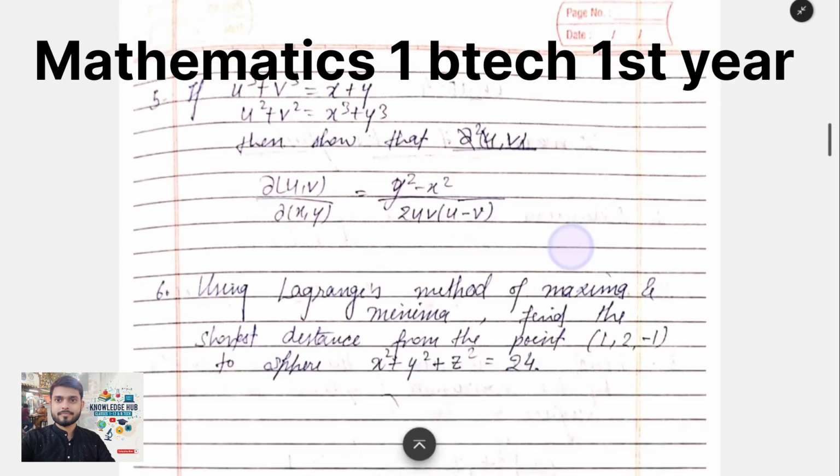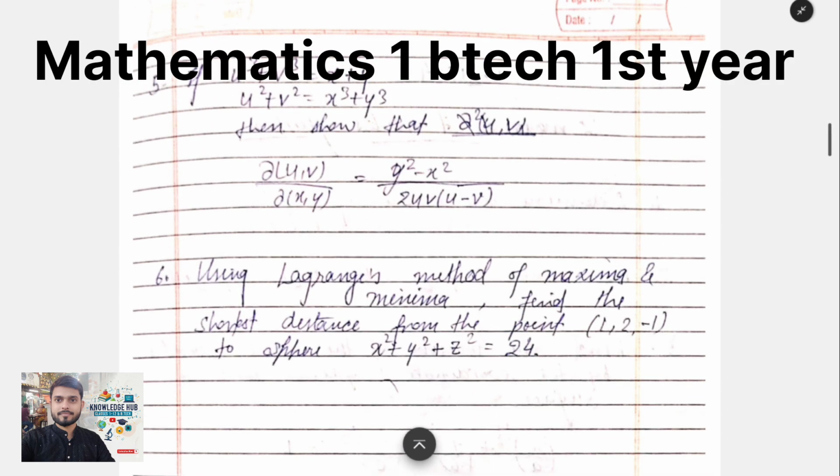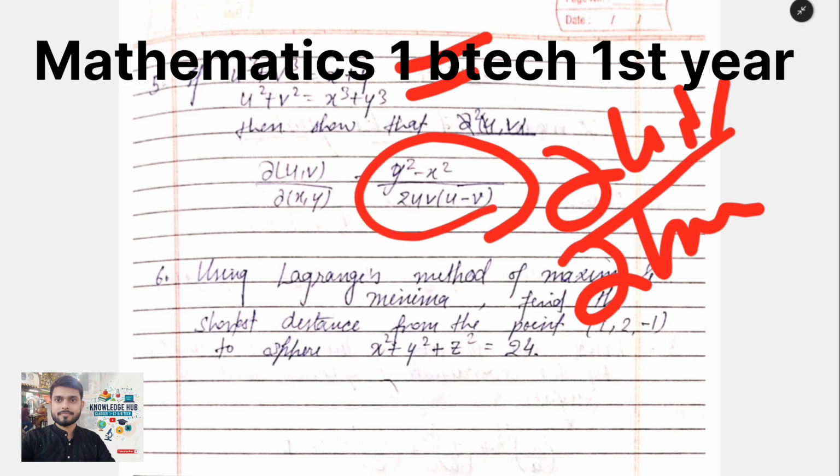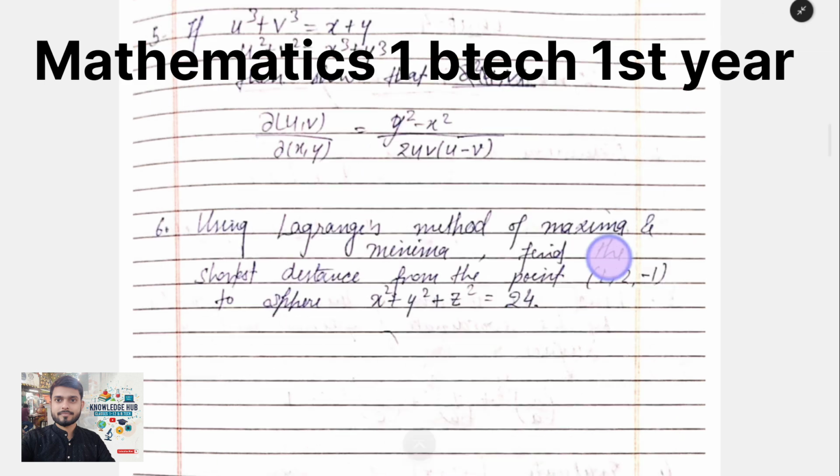Now the fifth question is if you give this and this. This is also a similar type of question, del u v upon del x y, you can solve it, and you can definitely get this answer. This is also one type of proving question.